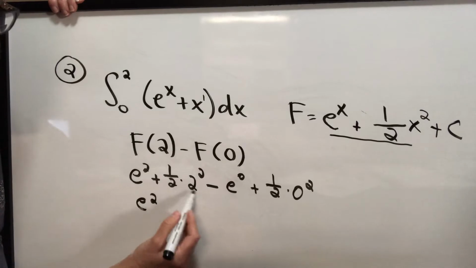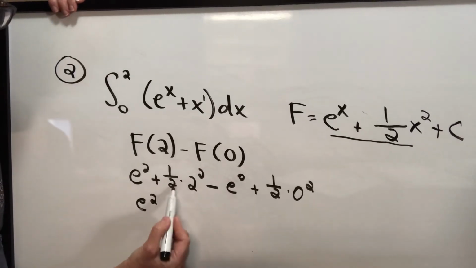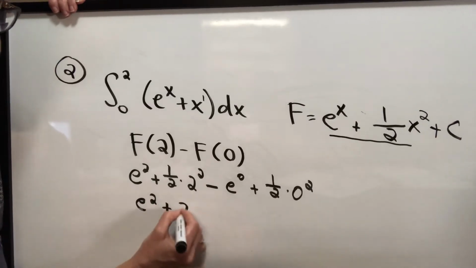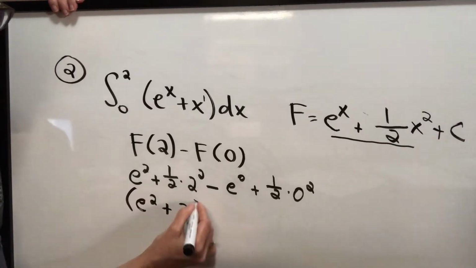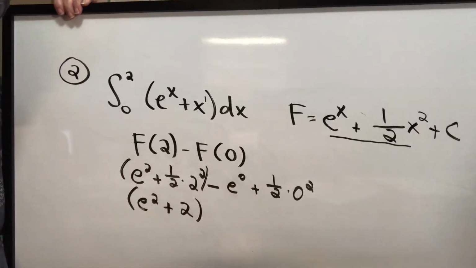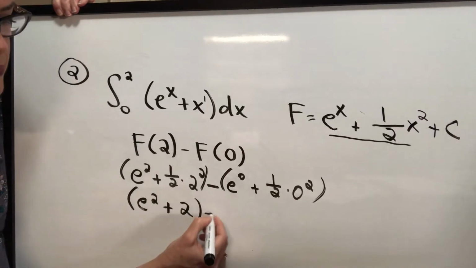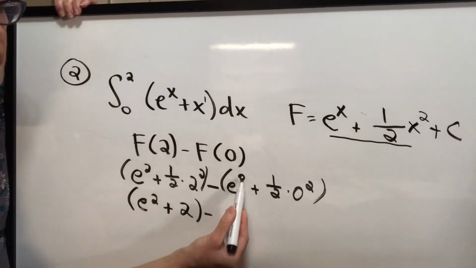So let's figure out what this is. So you would do 2 squared first. That would be 4. And then 1/2 of 4 would be 2. So that first part would be e squared plus 2. That's like this calculated. So now we're going to see what this part is. So go ahead and bring down the subtraction sign. e to the 0 power.